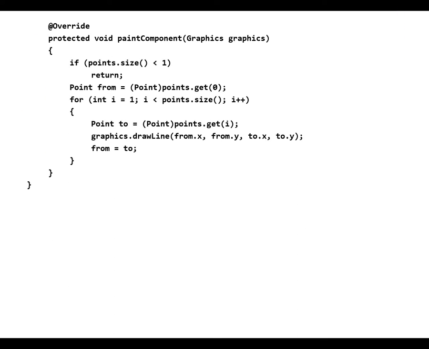Finally, let's scroll down to the paintComponent method. This method must be overridden in order to draw on the panel. It first checks that there are at least 2 points in the ArrayList before it then draws line segments. It then draws a line segment from the first point to the second to the third, and so on, using the drawLine method of the Graphics class.